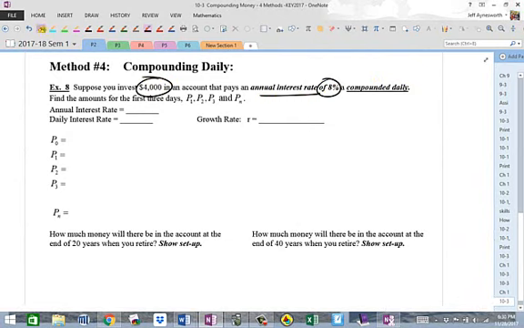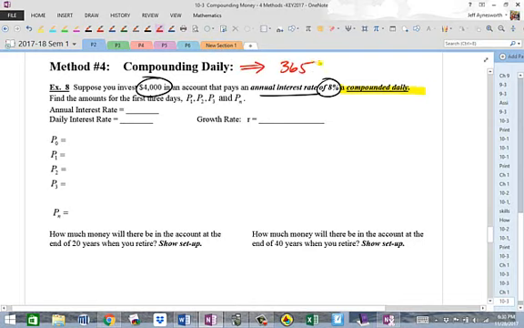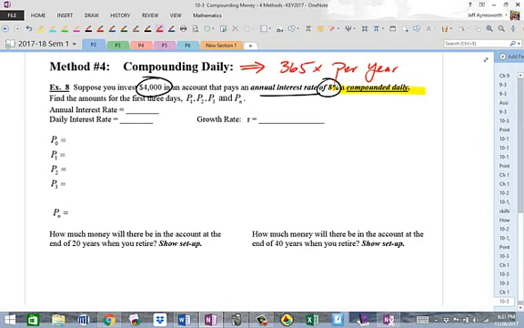And that means we're going to compound it 360 times per year. That means that the bank's going to put in interest daily. Your money's going to grow after the first day, not after the first month, not after the first quarter. But every day is going to grow. So this should grow faster. This is a better situation.